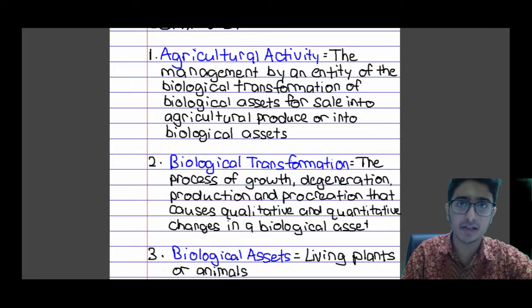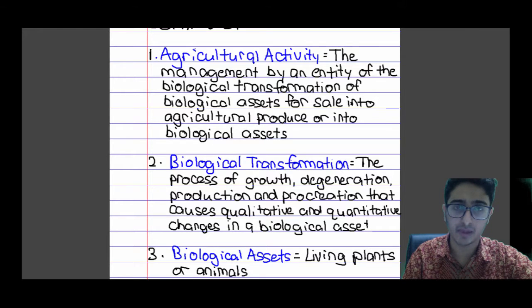Now, let's reread again the definition of agricultural activity. The management by an entity of the biological transformation of biological assets for sale into agricultural produce or into biological assets. In simple terms, agriculture talks about how, as a business, we are going to manage the biological transformation. Biological transformation talks about the processes such as growth, degeneration, production, and procreation. Okay, and these talk about biological assets. Biological assets are living plants or animals.